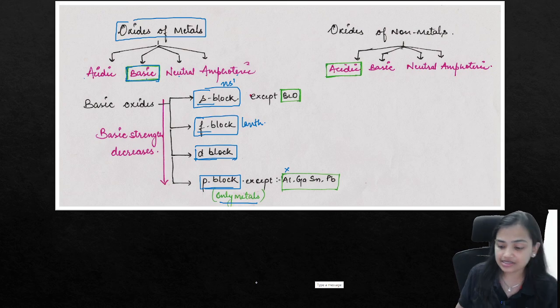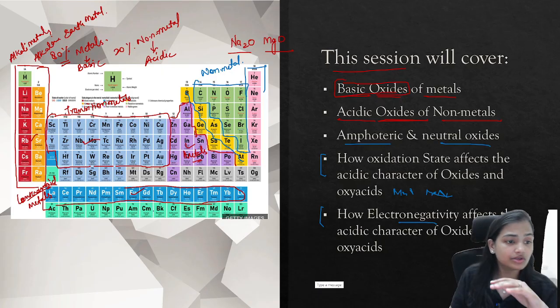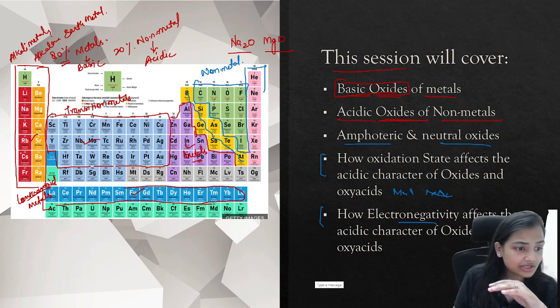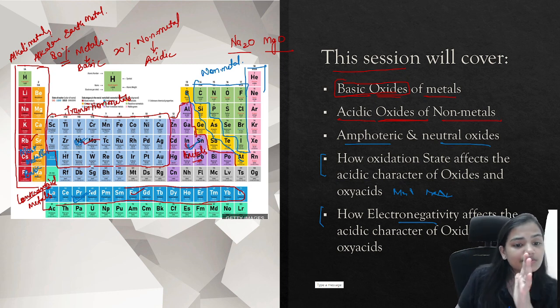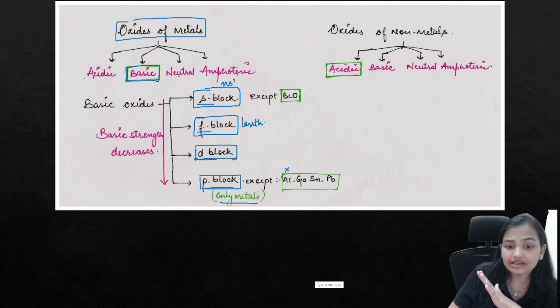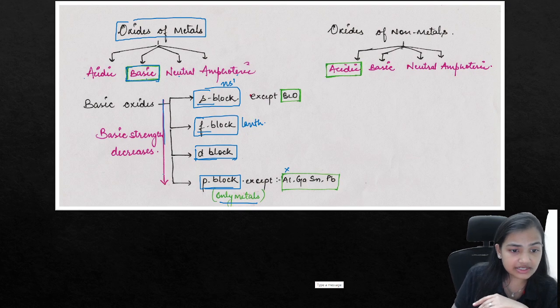So if you again see the periodic table, you can see that S block elements are most metallic, and most metallic means most basic. Then come your lanthanoids, the F block elements, then your D block elements, and then your P block elements. So relatively, P block elements are least metallic and least basic in nature. As we go down, the basic strength decreases. Clear?